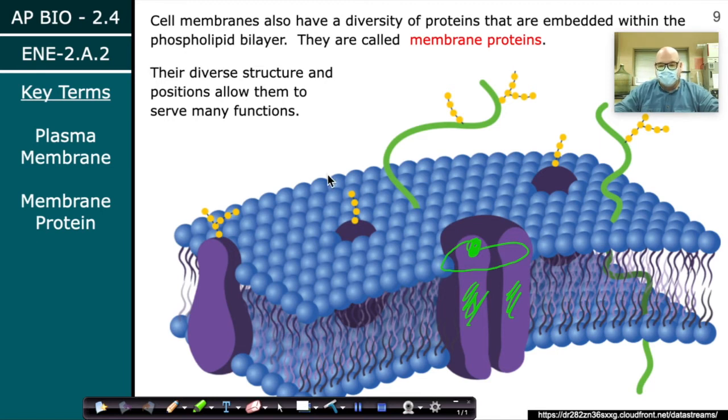These allow cells to do a lot of different functions, like let things in and out. Some of them are passive, some of them are active. You've probably heard of that, where active requires energy and we're usually going against the concentration gradient, and passive doesn't require energy and you're going from high to low concentration and things just kind of diffuse out without energy. So we'll get into that.